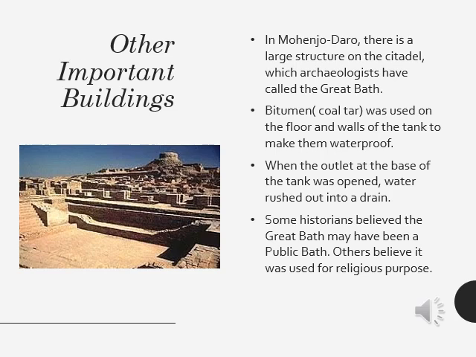Children, now we are going to discuss important buildings of the Indus Valley civilization. In Mohenjo-daro, there is a large structure on the citadel. Citadel means the upper area of cities of the Indus Valley civilization, which archaeologists have called the Great Bath. It looks like a swimming pool with changing rooms surrounding it. Bitumen, which means coal tar, was used on the floor and walls of the tank to make them waterproof.